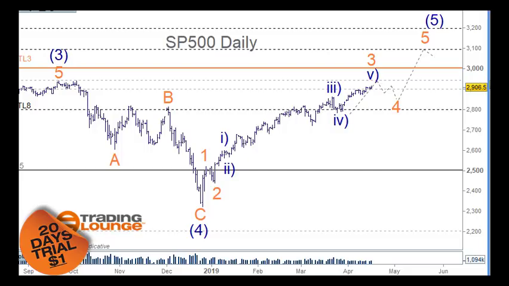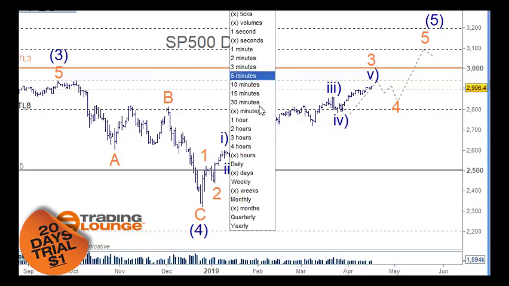Welcome to Trading Lounge and the US Indices for the 17th of April, and starting on the daily chart for the S&P, we are looking, as you know, for wave 5 of 3 top here, and let's go in and have a closer look at that.